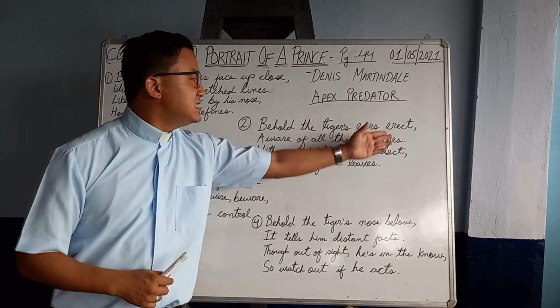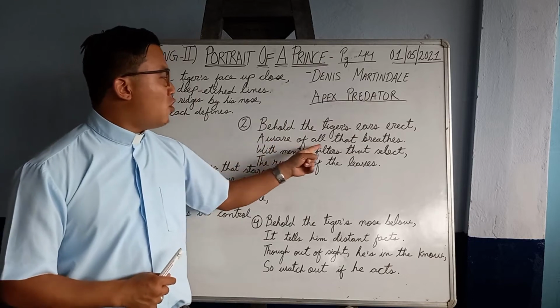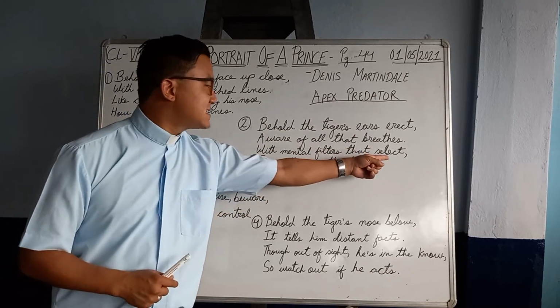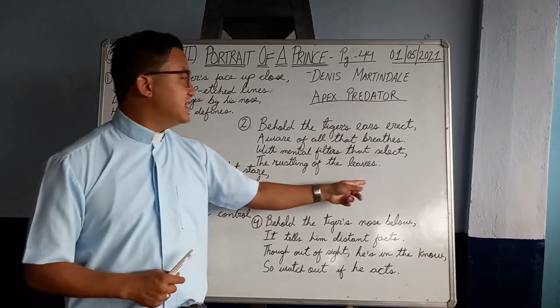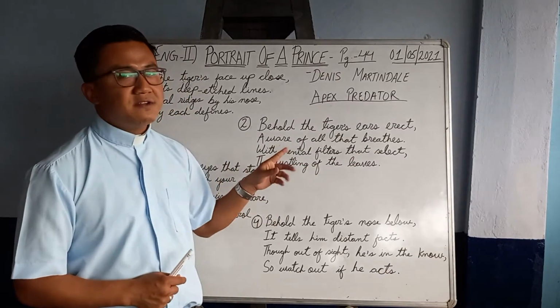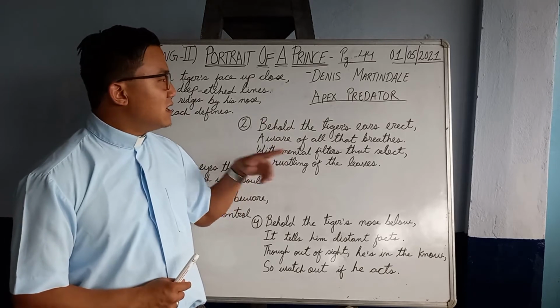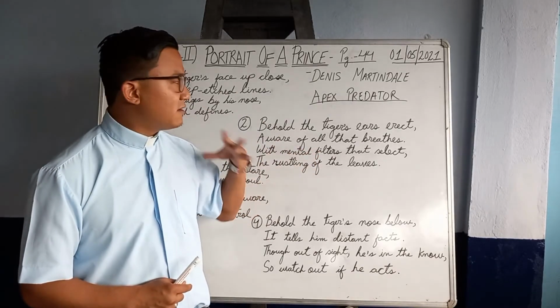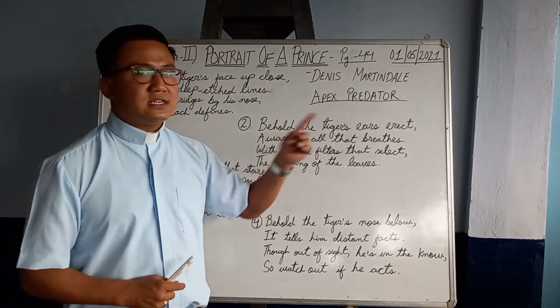Behold the tiger's ears erect, aware of all that breathes, with mental filters that select the rustling of the leaves. In the second paragraph, the poet speaks about the hearing capacity of the tiger, the sense of hearing. Look at the tiger's ears erect.